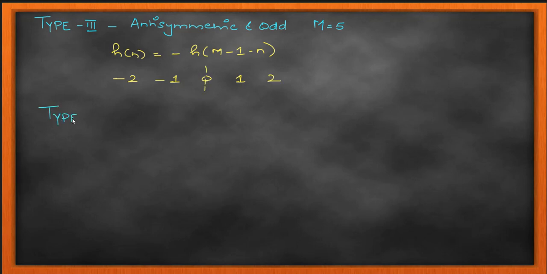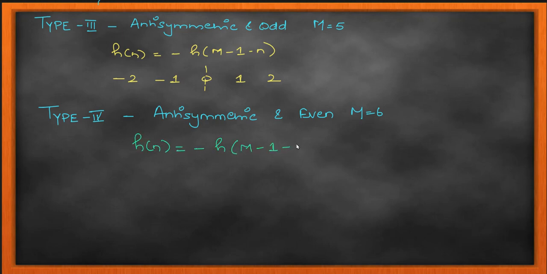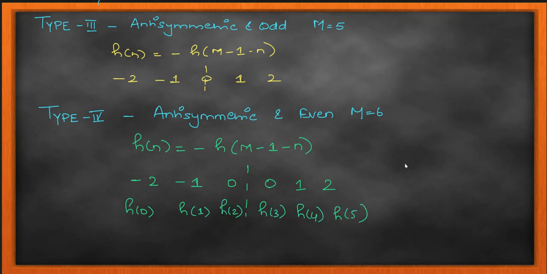Today I'll just introduce these four types of filters, and we can see the rest of them in the next class. So that is enough for today. For anti-symmetry, what we have is h of n is equal to minus h of m minus 1 minus n. The only thing is that your left half and right half are going to be in opposite polarity. If it is plus on the left, it is minus on the right, and if it is minus on the left, then you have plus on the right. The phase is still going to be minus m minus 1 by 2, but we are going to see those derivations in tomorrow's lecture. So that should be good for today's class.